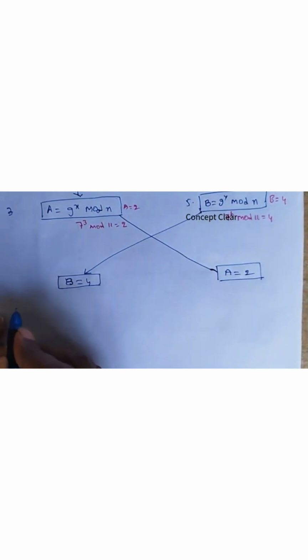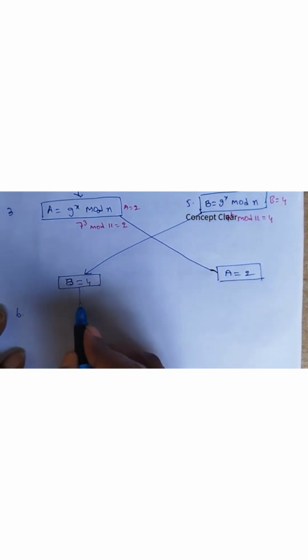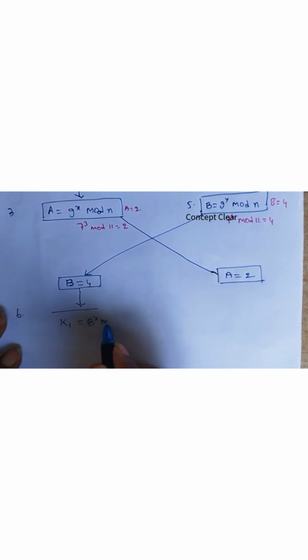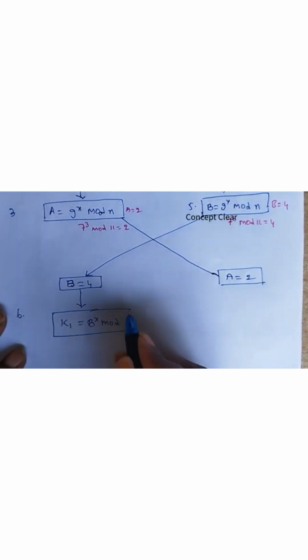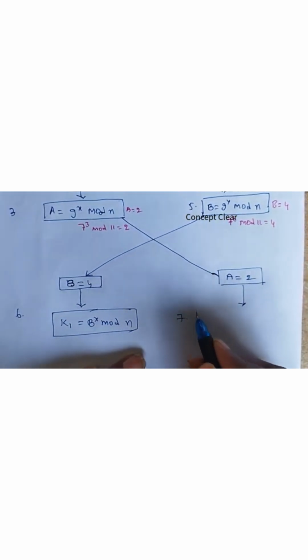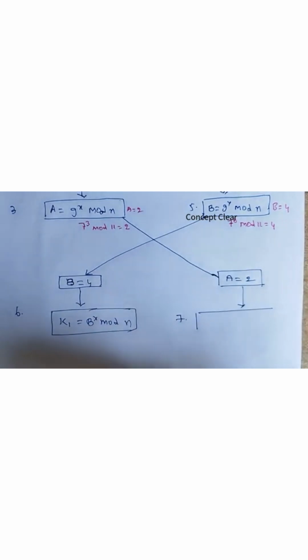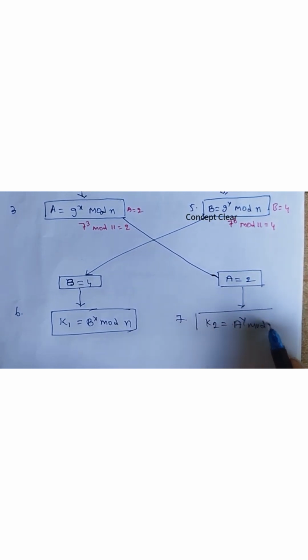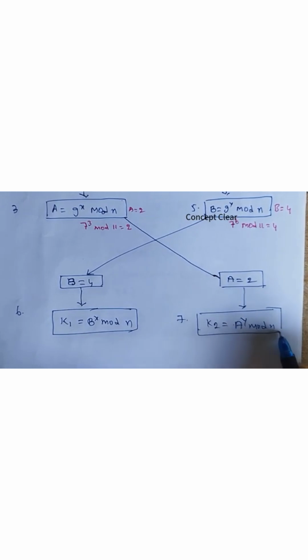And what about the sixth step? In the sixth step, the sender will calculate the k1 value. What is the k1 value? k1 equals b power x mod n. Okay, this is the formula for key k1. And what about the seventh step? The receiver will calculate k2 equals a power y mod n. He will calculate key 2.